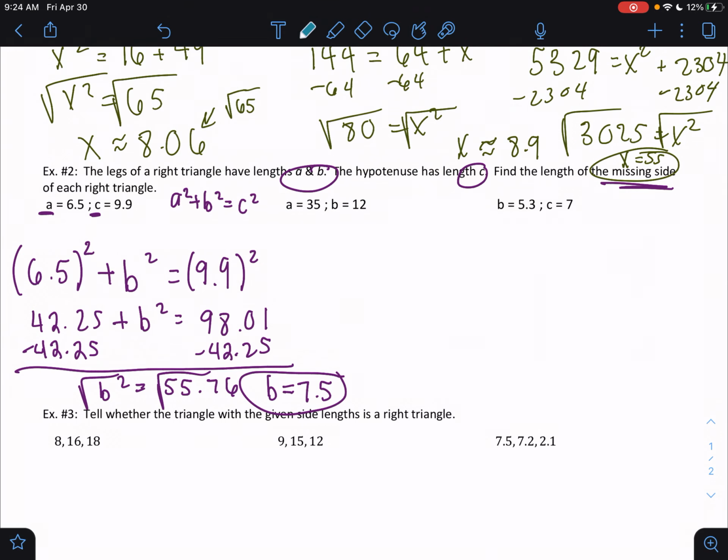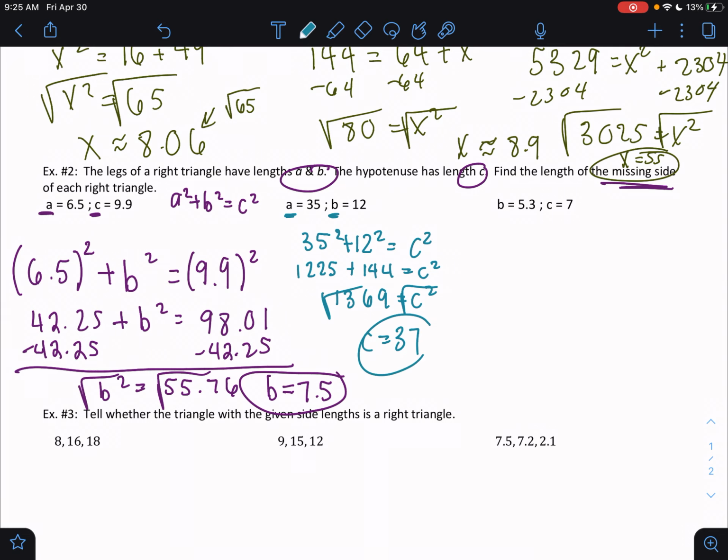Okay, let's try it again. This time they give us A and B though, and we want to find out what C is. So again, plug in your numbers. So we'll have 35 squared plus 12 squared equals C squared. So 35 squared is 1,225. And then we have 12 squared, which is 144. Then we want to add those together. Take the square root of both sides. And C is 37.